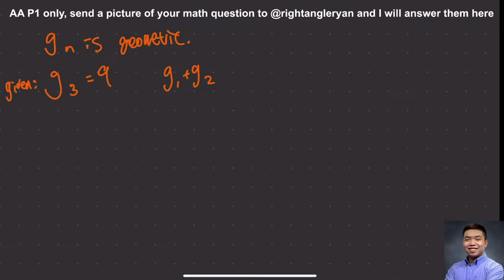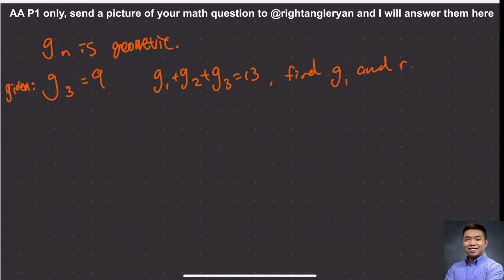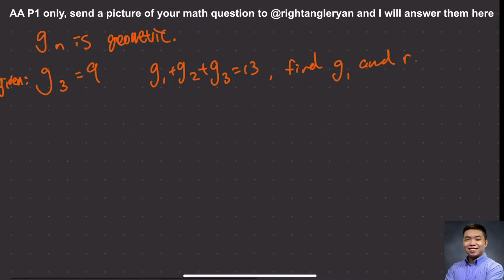G3 equals 9, so G1 plus G2 plus G3 equals 13. Okay, we need to find G1 and R. So how do we do this? Well, if we know G3 is 9, we can simply do G1 plus G2 plus 9 equals 13. So G1 plus G2 is equal to 4. Okay. What else do we know?